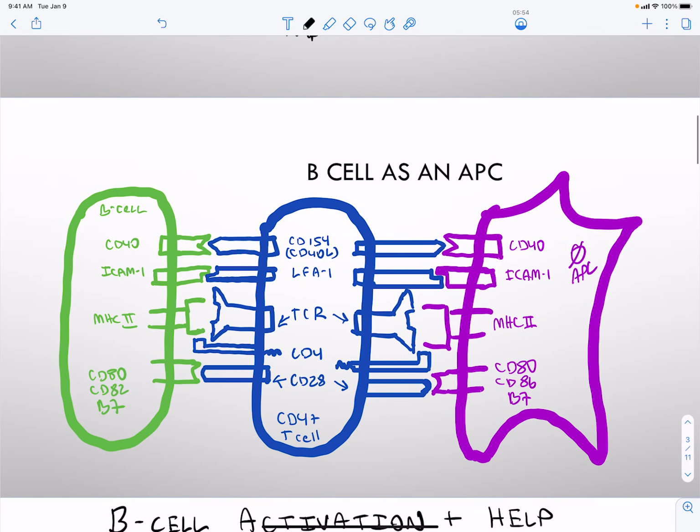Now, the B cell is an antigen-presenting cell, and there's a reason for this. The B cell needs to receive help through the CD40/40 ligand. So, on a cell-to-cell basis, CD4 help is via CD40 ligand, which is also known as CD154. Now, this help for a B cell allows the B cell to do isotype switching and somatic hypermutation.